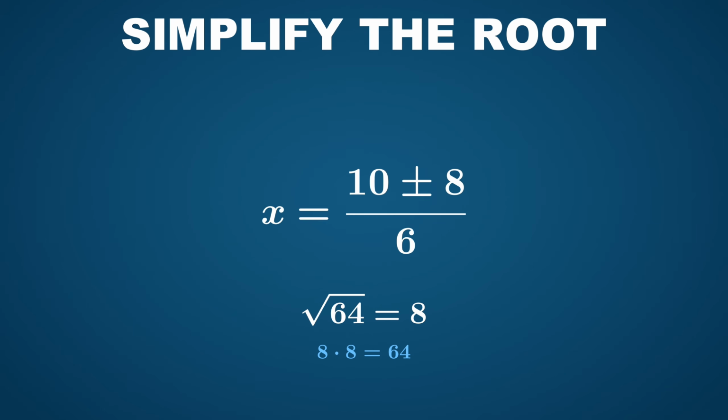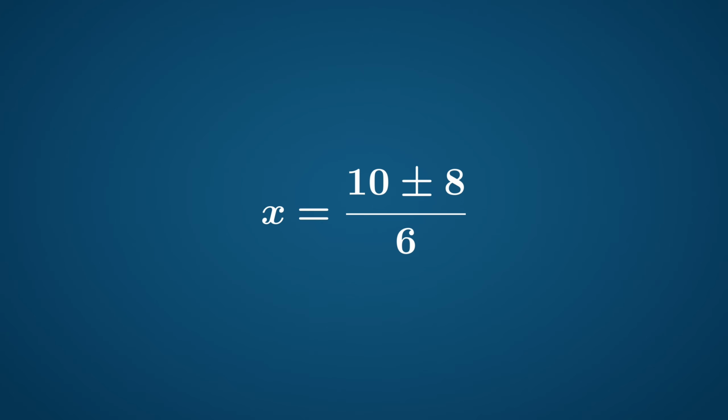We will substitute this 8 directly in place of the longer square root expression. This substitution changes our top numerator, thusly, to 10 plus or minus 8. The entire numerical expression is now 10 plus or minus 8, divided by 6.